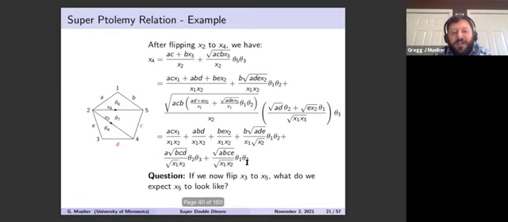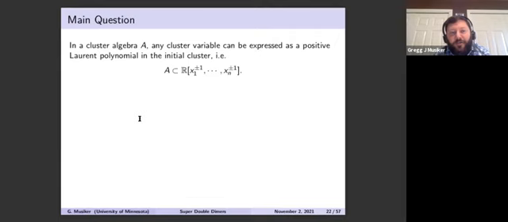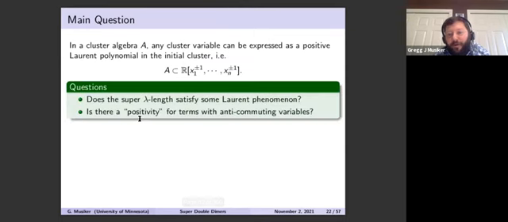And so a natural question is, if we now flip x3 to get to x5, what do we expect to get? So before I answer that question, let me talk about the more general case. In a cluster algebra, we expect all cluster variables to be positive Laurent polynomials in the initial cluster. What do we hope for in the super lambda length case? Especially because we have anti-commuting variables involved.